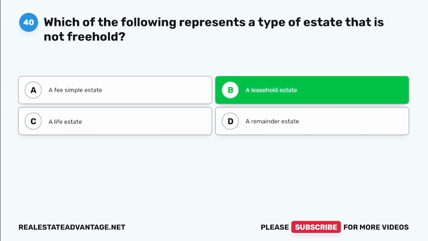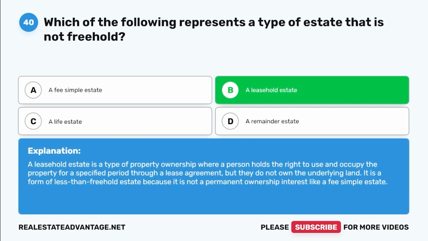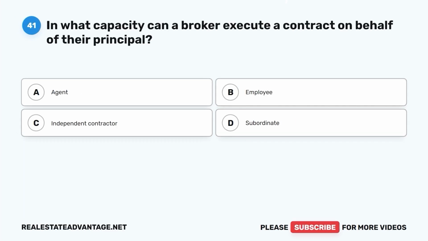A leasehold estate is a type of property ownership where a person holds the right to use and occupy the property for a specified period through a lease agreement, but they do not own the underlying land. It is a form of less than freehold estate because it is not a permanent ownership interest like a fee simple estate.